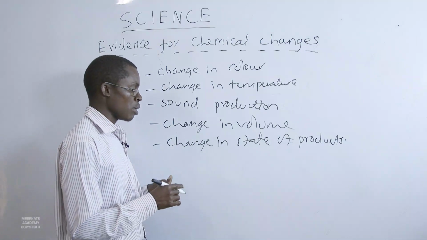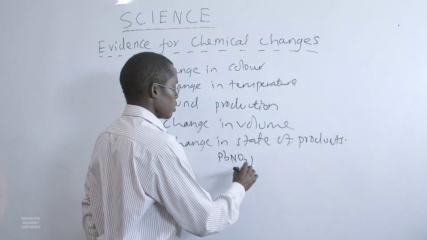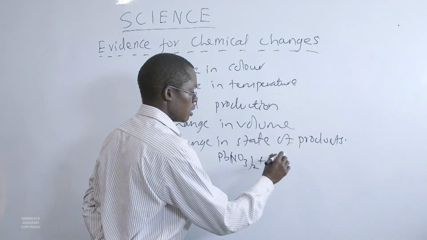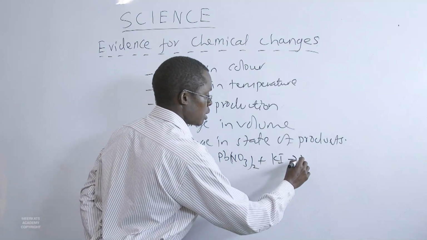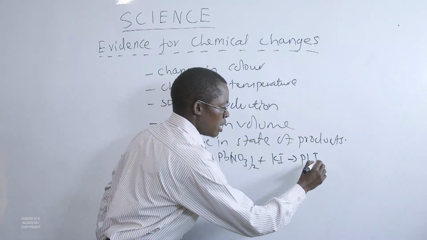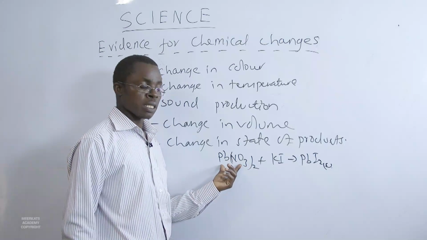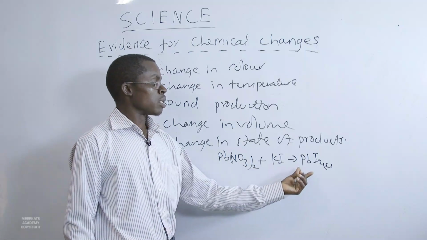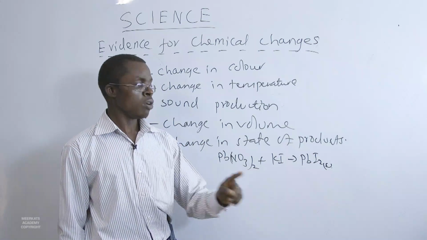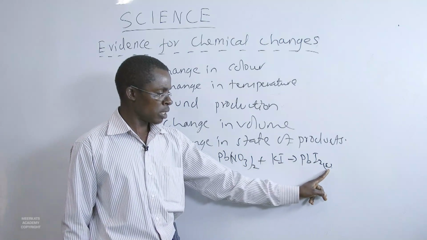May I start with the very first one, which was lead nitrate reacting with the potassium iodide, giving us lead iodide. Our point of interest is the lead iodide, which was a solid. We said that this is colorless, but this one is yellow. But it's not just yellow, it is a yellow solid. This is a solution, this is a solution, but this is a solid.